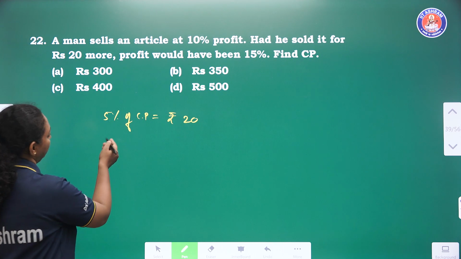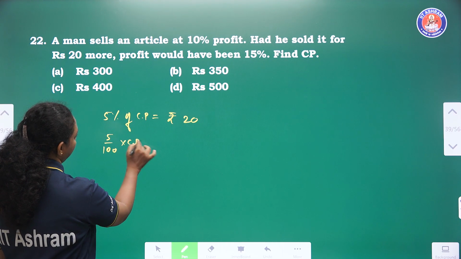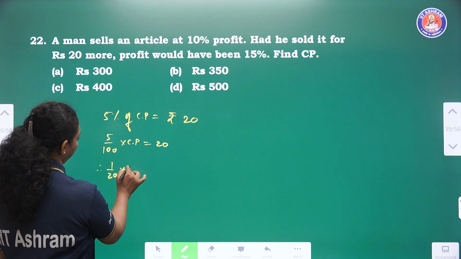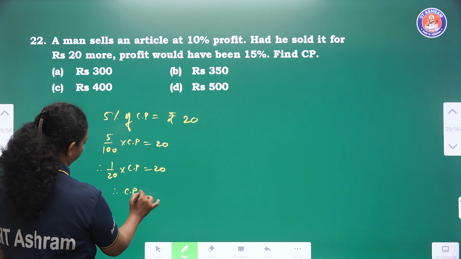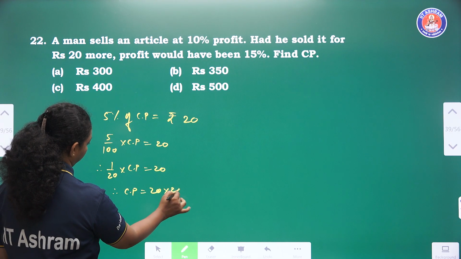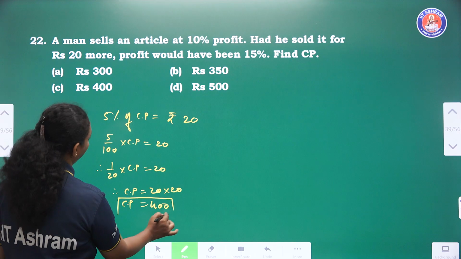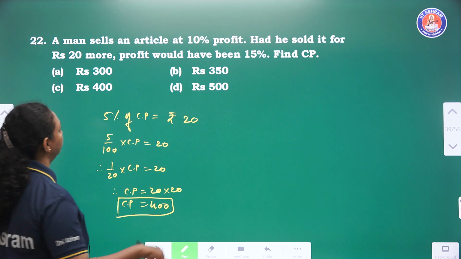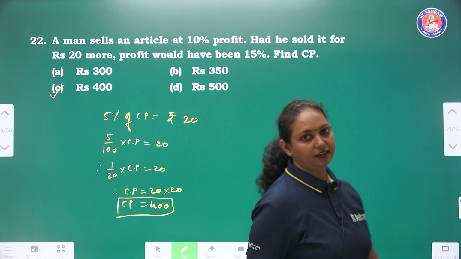सो सिंपल टू फाइंड. 5% इज 5 upon 100 into CP, which is equal to 20. So we can write that 1 by 20 into CP is equal to 20. Therefore, cost price is 20 into 20, that is 400. So the CP of an article is ₹400. C option हमारा correct. Clear?